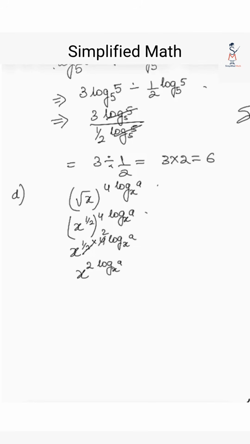Now what do we have to find? We have to find the value of this thing. Right, let this value be y. Fine, we have to find the value. Let the value of this be y.